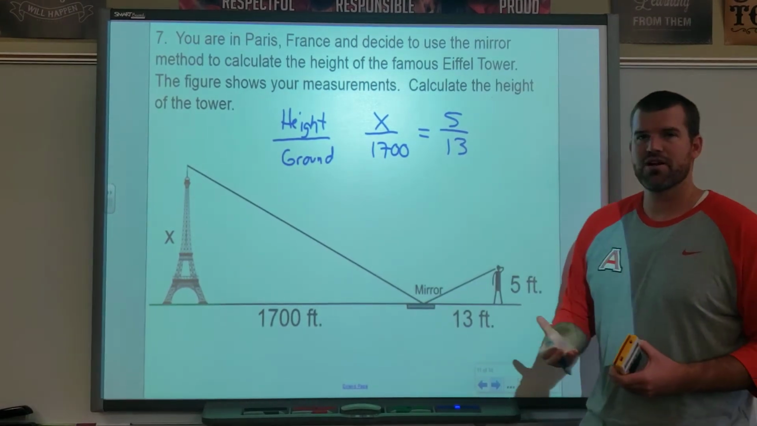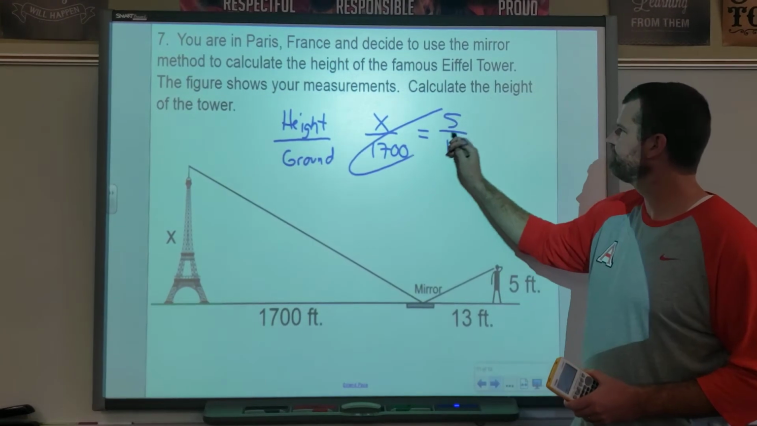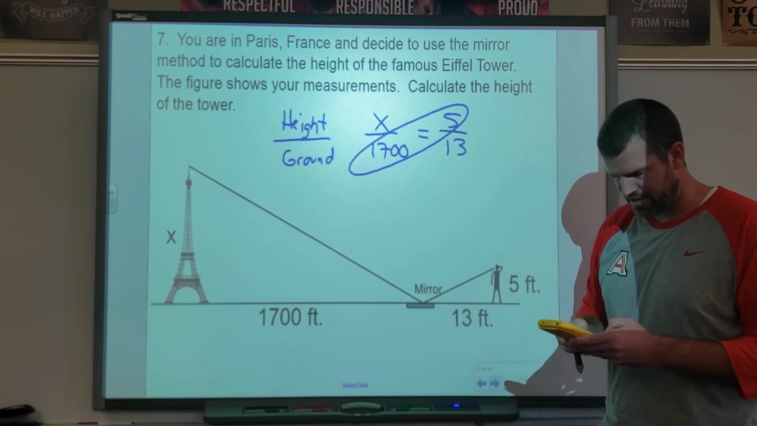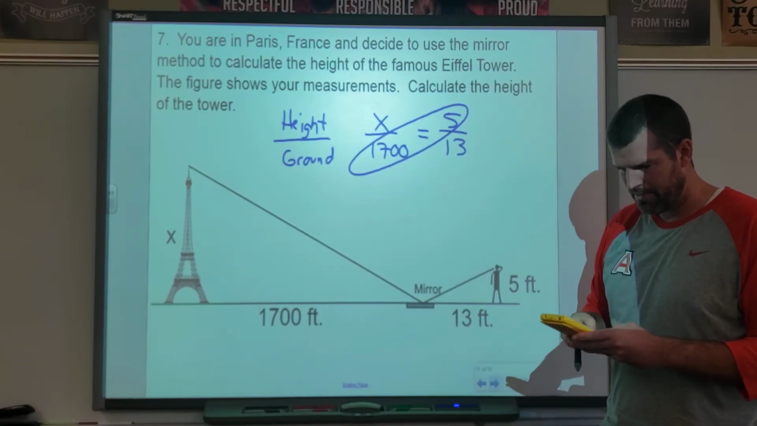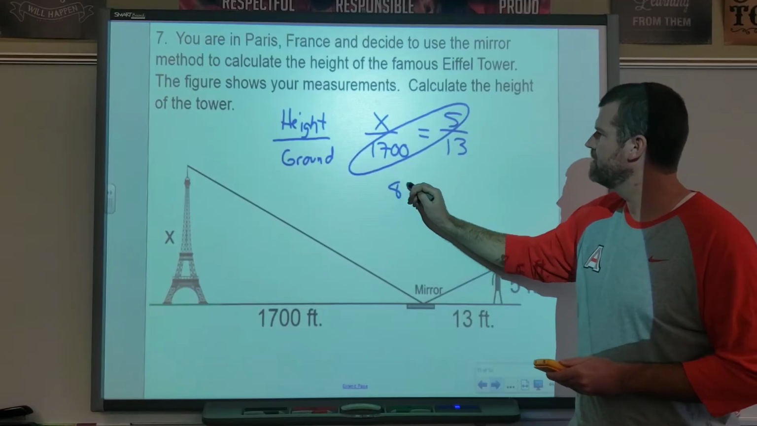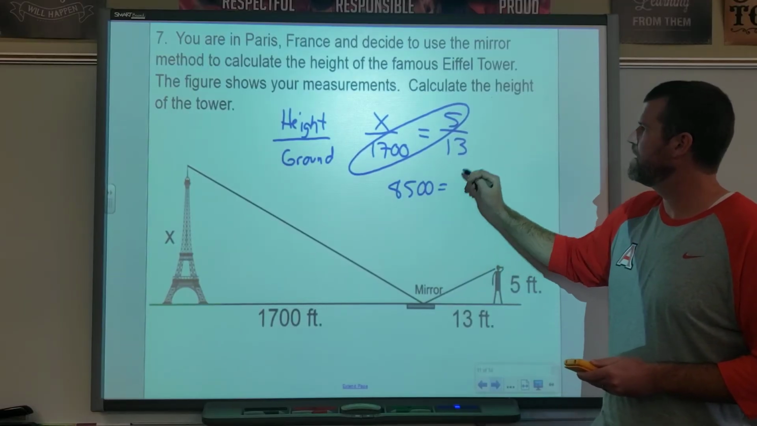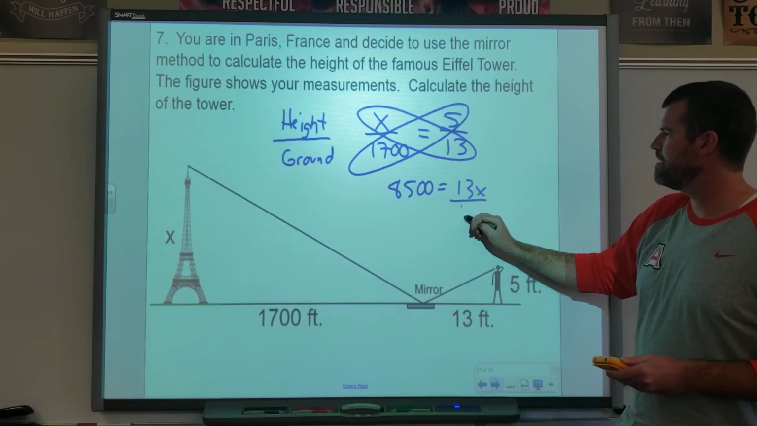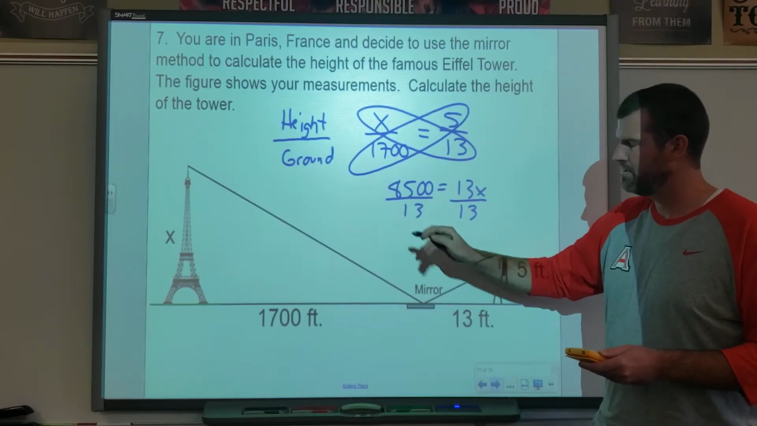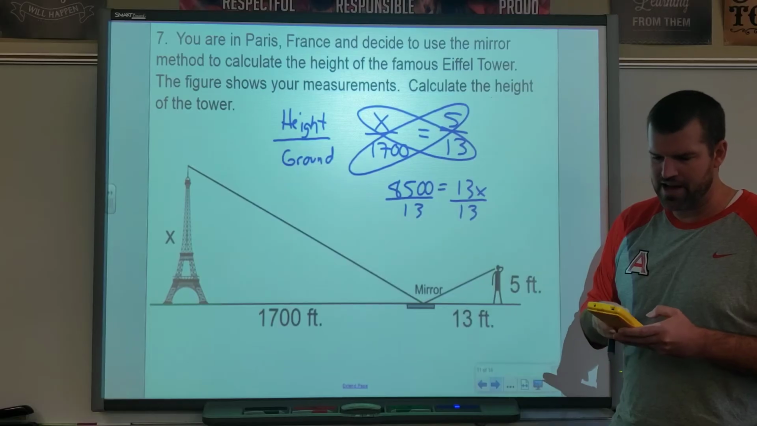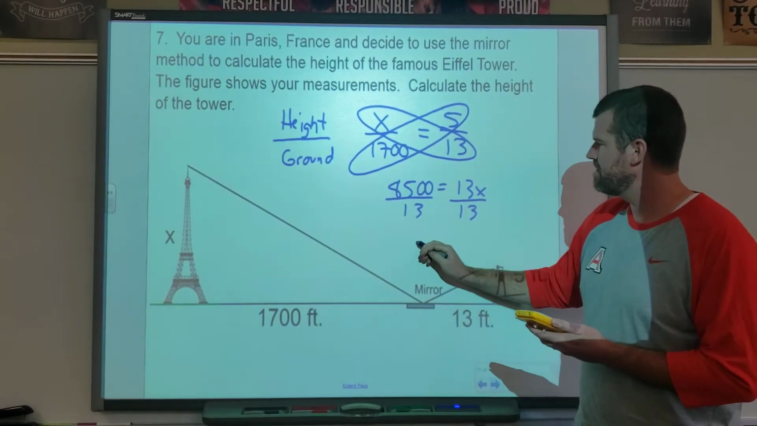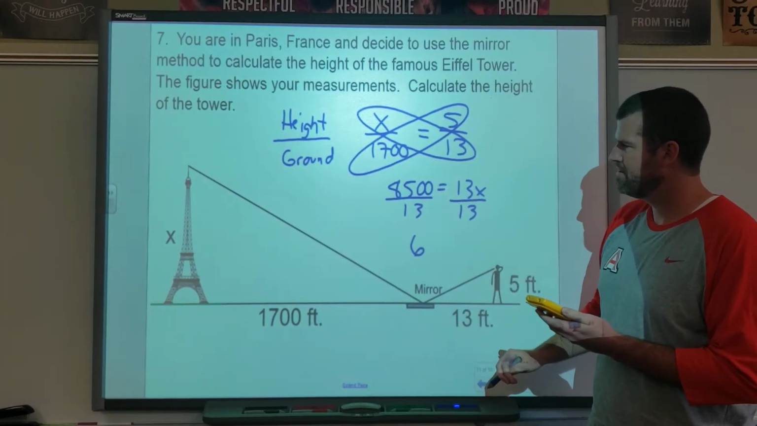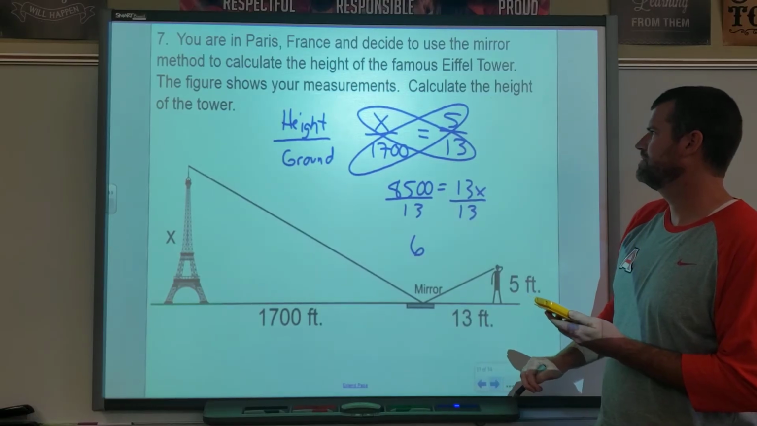So based on this, we're able to cross multiply. 5 times 1,700, which is 8,500. And that equals 13x. Divide by 13. And the height of the Eiffel Tower is, hold on.